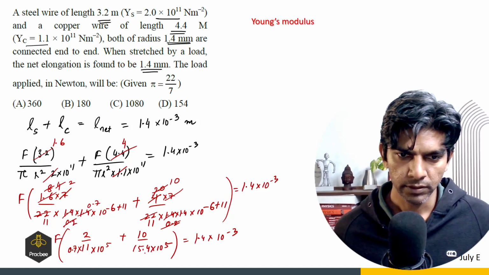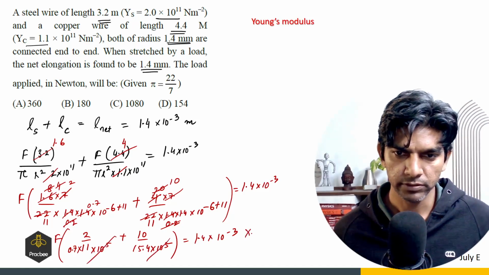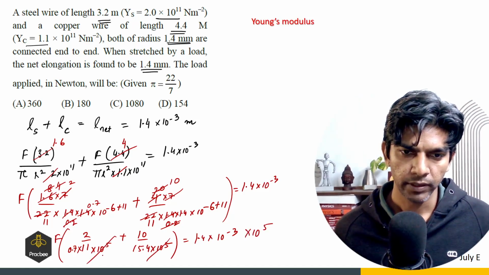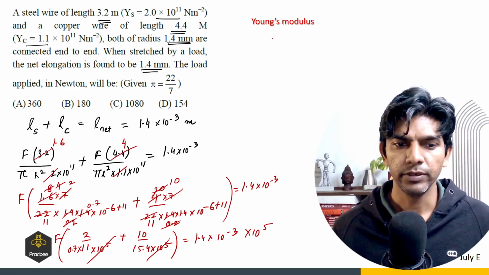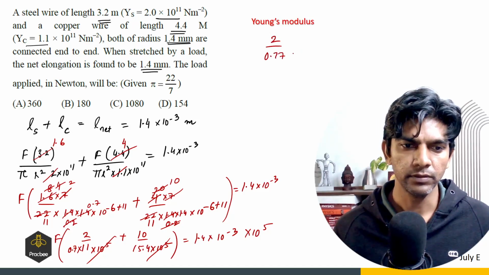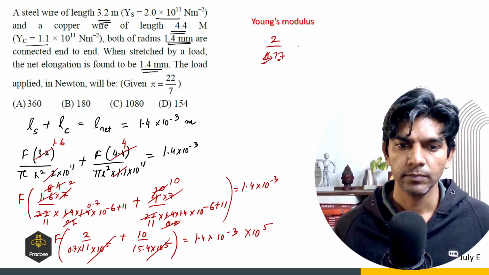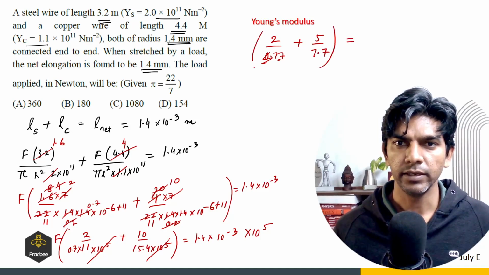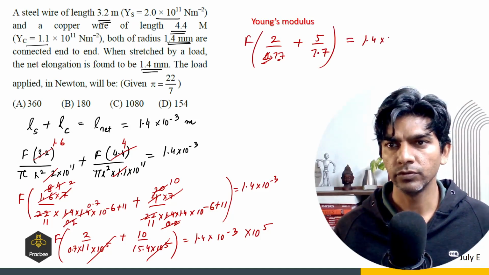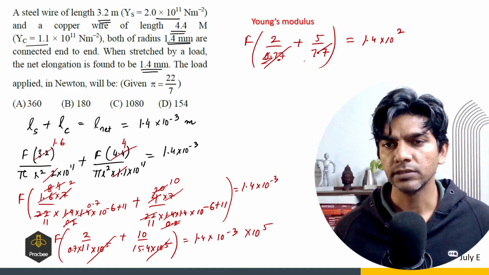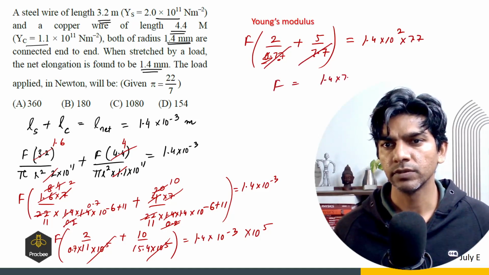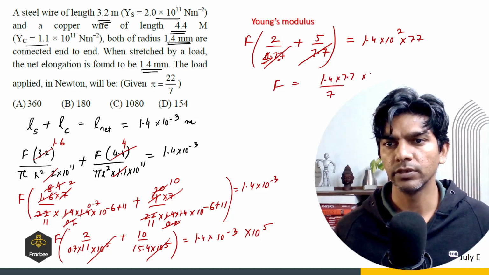Right, so from this we can take 10 raised to power 5 on the other side, and 0.77. Okay, right, so we got that. So it will be 2 divided by 7.7, and here we have plus 5 divided by 7.7 times F, and that will be 1.4 into 10 raised to power 2. So let us take this 7.7 on the other side. So we got F as 1.4 into 7.7 by 7 into 10 raised to power 2.